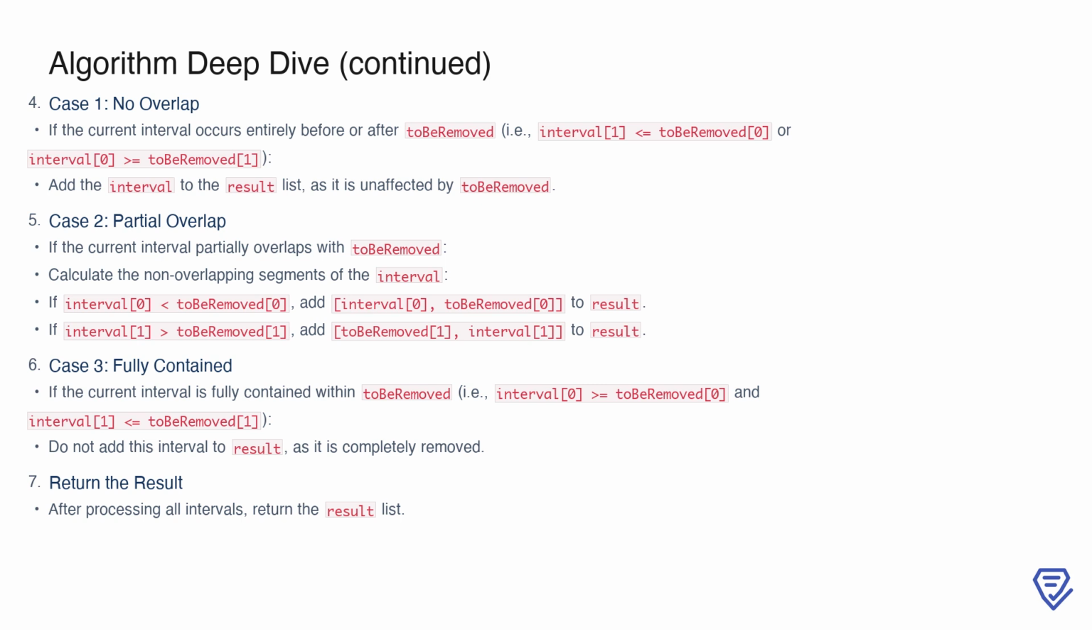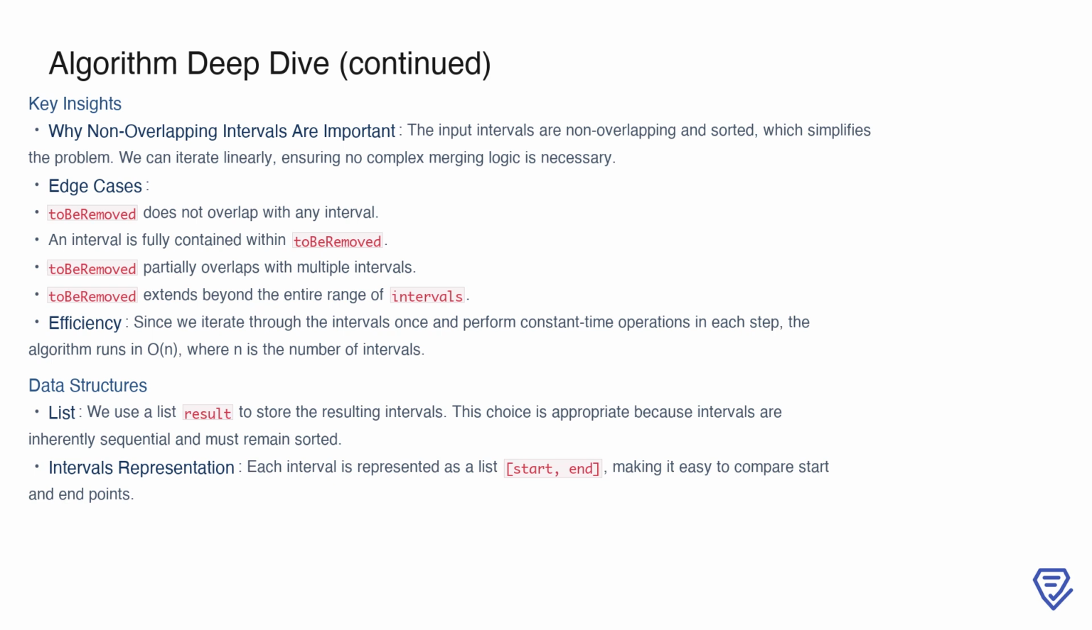Finally, in case 3, the interval is fully contained within to_be_removed. This means the entire interval lies within the range of to_be_removed, so we exclude it from the result list entirely. After processing all intervals, the result list is returned. Several insights make this algorithm efficient and manageable. First, the input intervals being non-overlapping and sorted simplifies the problem significantly.